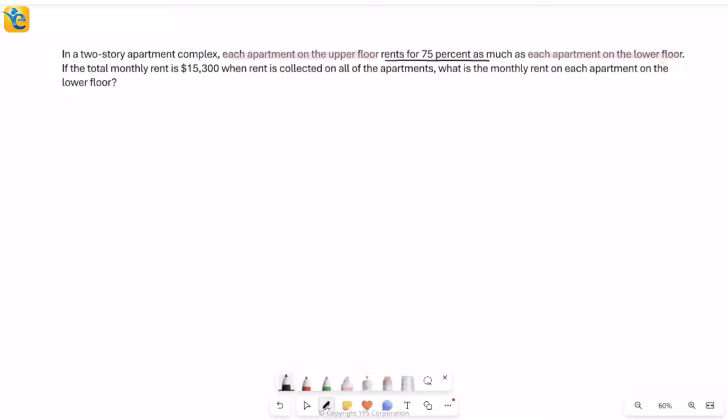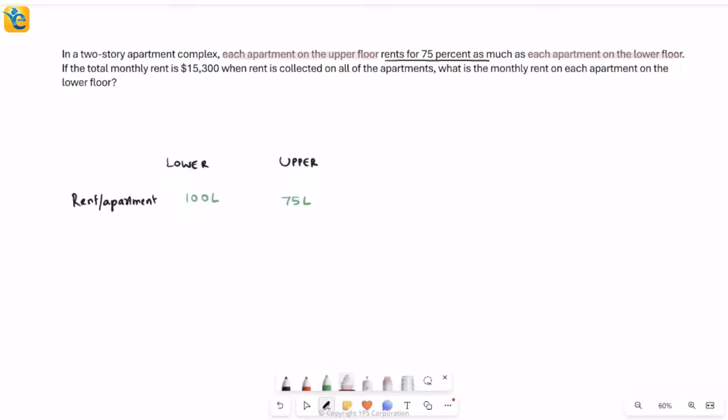Now, if I try to visualize this information, I am talking about which floor it is, so lower and upper, and then I am talking about the rent of one apartment, so rent per apartment, because this is for each, right? The information here was that upper rents for 75% as much as lower, which means if I take the rent for a lower apartment to be 100L, I'm taking 100 so that my calculations are easier, then 75% of this is 75L. That will be the rent of each apartment on the upper floor. So this way I have made use of the first sentence completely.